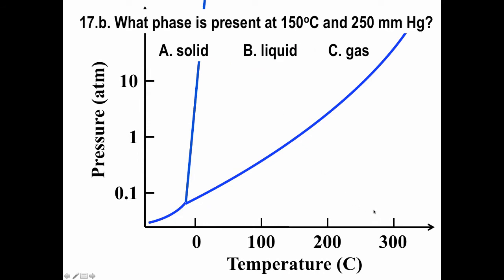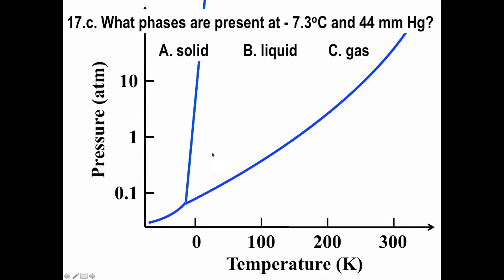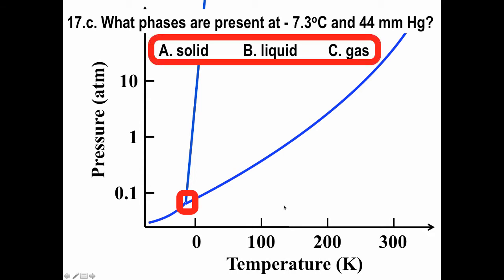B, what phase is present at 150 degrees Celsius and 250 millimeters of mercury? So again, plot it, 150 degrees, 250 millimeters of mercury. Note that the pressure here is in atmospheres, so you might have to convert from millimeters of mercury to atm to see about where to put it. And that is a gas. C, what phases are present at negative 7.3 degrees Celsius and 44 millimeters of mercury? That should sound familiar because those were the values given for the triple point. And at the triple point, solid, liquid, and gas can coexist, so all phases will be present.